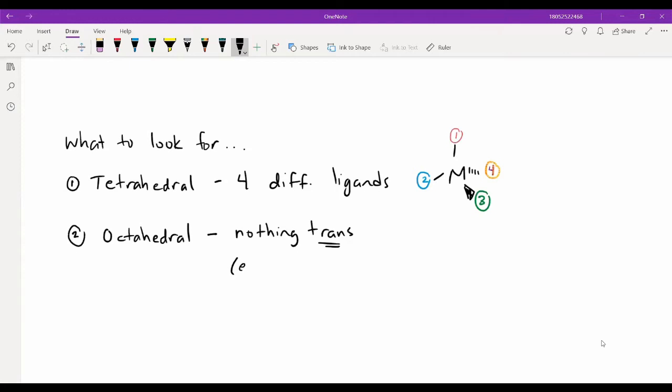A common example of an octahedral case that has optical isomers is having 3 pairs of cis ligands. So you have these ligand pairs that are adjacent, and bidentate kind of counts for this. So this can be a bidentate ligand.